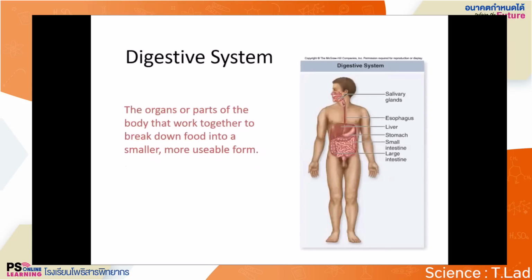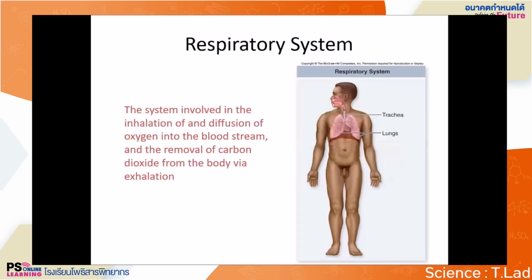Another system is the digestive system. So these are the organs that help in the digestion of food. So your salivary glands, which secrete saliva, esophagus, liver, stomach, small intestine, large intestine, and others. So the organs or parts of the body that work together to break down food into smaller, more usable forms. So this is your digestive system.